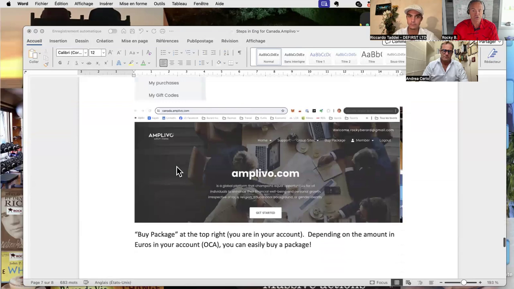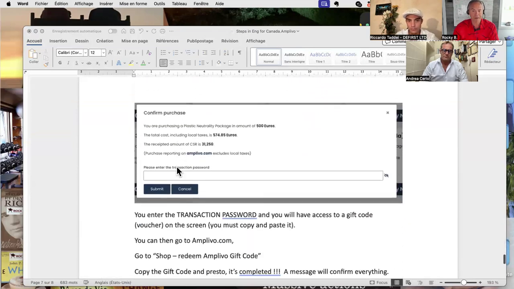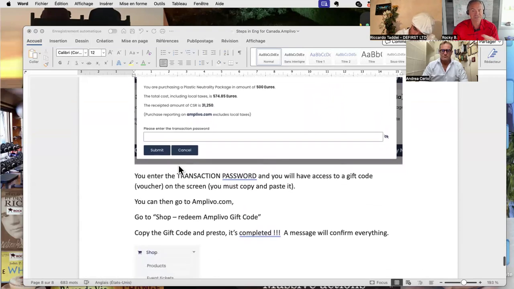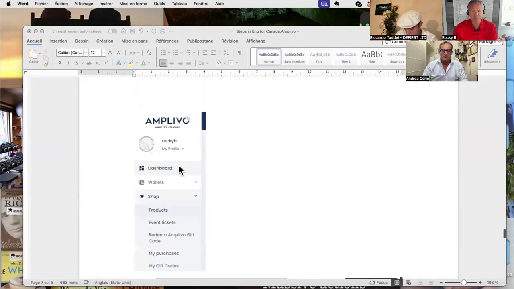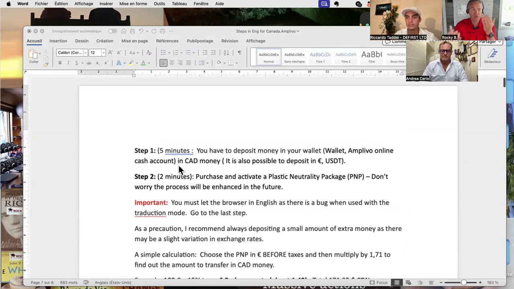So you're going to buy the package. You're going to put the transaction password, you're going to activate it, and it's done. So this is pretty easy here. So I'm going to send you this document, okay? You will have the document, either the paper or electronic document, and this video will show the people what I'm going to do. I'm going to go through the steps online, but I will not go to the final step, just to show you how easy it is, okay?